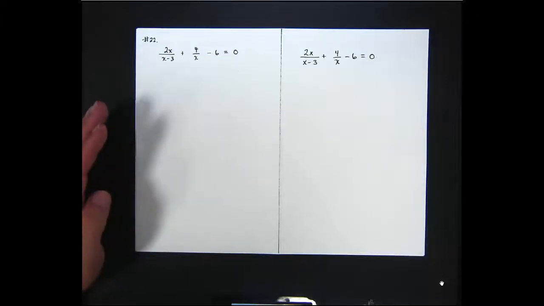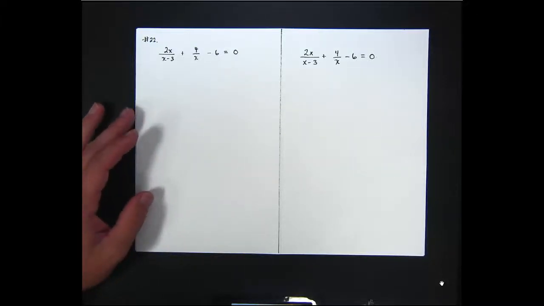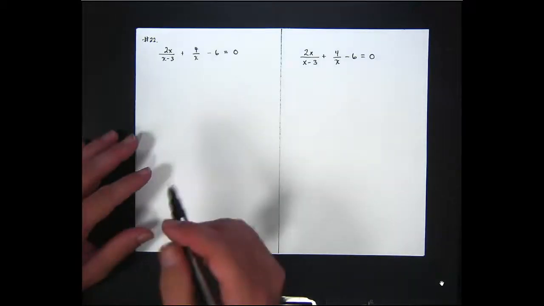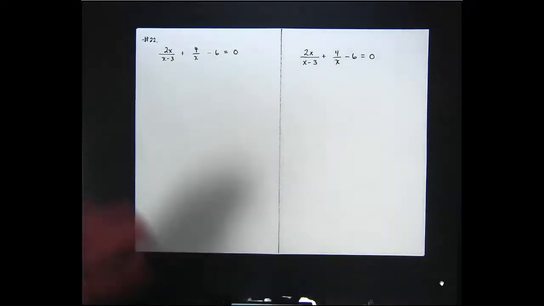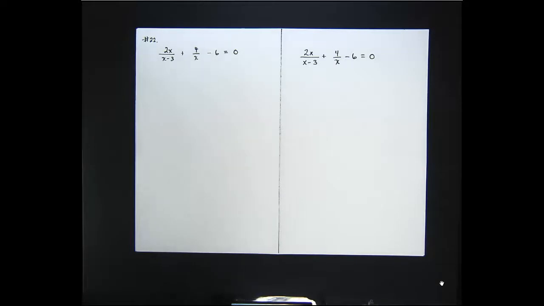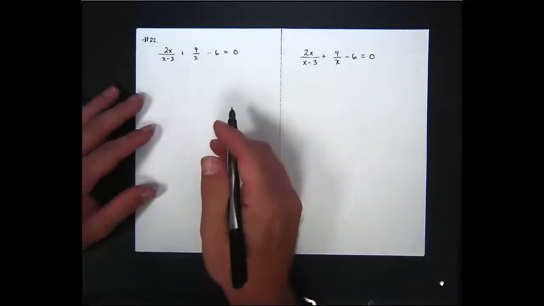Hey, this is Ken Rosever, and we're looking at problem number 22 in section 4.3 in your textbook. And I thought this would be a great one to show you two slightly different methods of solving this problem. Let me do this one first.